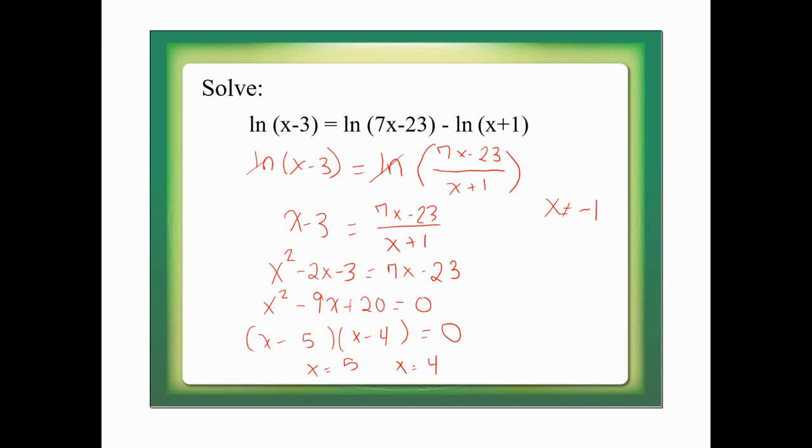Let's check. 5 minus 3 is 2. That's fine. 5 times 7 is 35 minus 23. That gives us a positive. And 5 plus 1 is a positive, so that works. 4 minus 3 is 1. 7 times 4 is 28 minus 23. That's still positive. And 4 plus 1 is 5. So both of these solutions work.